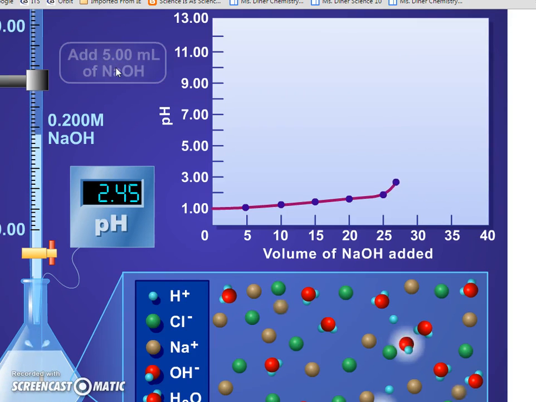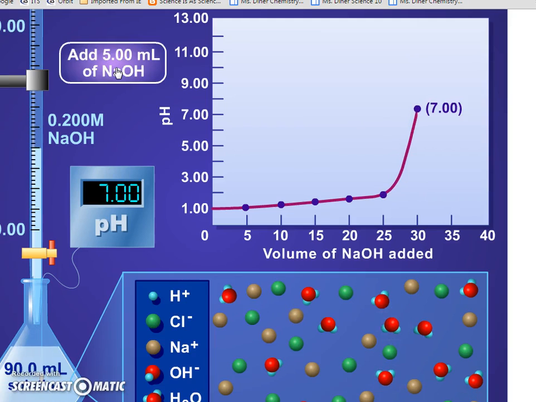Okay, add 5 more and look to see what happens. Now all the hydrogen ions have been picked up. We have sodium ions, chloride ions, and water molecules. So now we are at a point where it is completely neutral. We call this the end point of the reaction. If there was an indicator, you would have seen it by a color change.